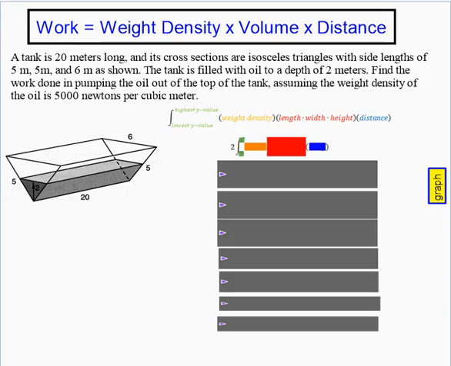The tank is filled with oil, so not water, to the depth of 2 meters. So it's only filled up to 2 meters, not all the way to the top. Find the work done in pumping the oil out of the top of the tank, assuming the weight density of the oil is 5,000 newtons per meter cubed.